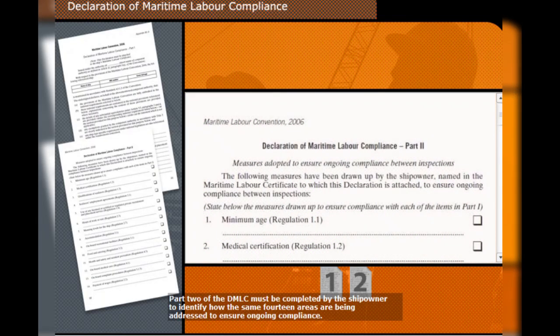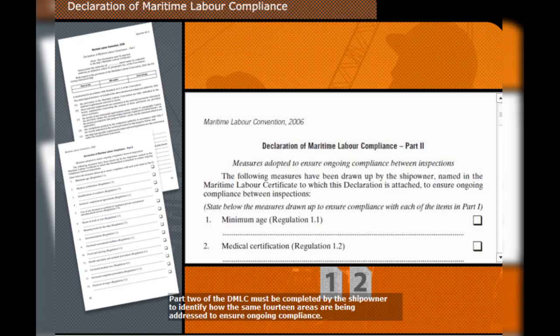Part 2 of the DMLC must be completed by the shipowner to identify how the same 14 areas are being addressed to ensure ongoing compliance.